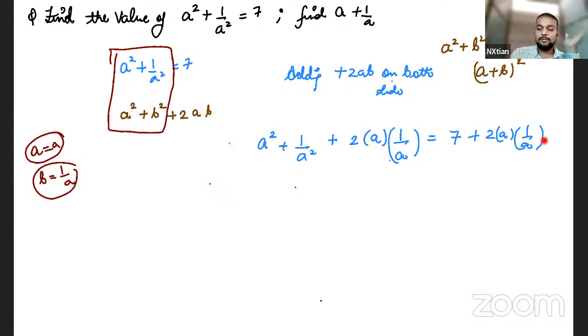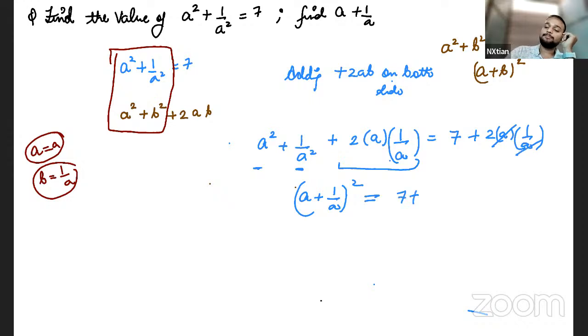Understood everyone, guys? Now I got the identity a square plus b square plus 2ab, so it will become a plus 1 upon a whole square. Don't write, Joshua. Equals to, now this a and this a will cut, so it will become 7 plus 2, which is 9. So a plus 1 upon a whole square is equal to 9.